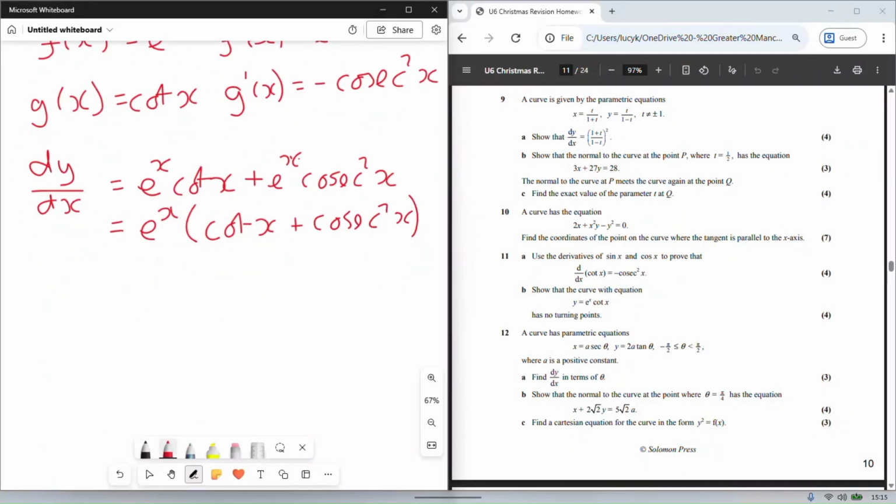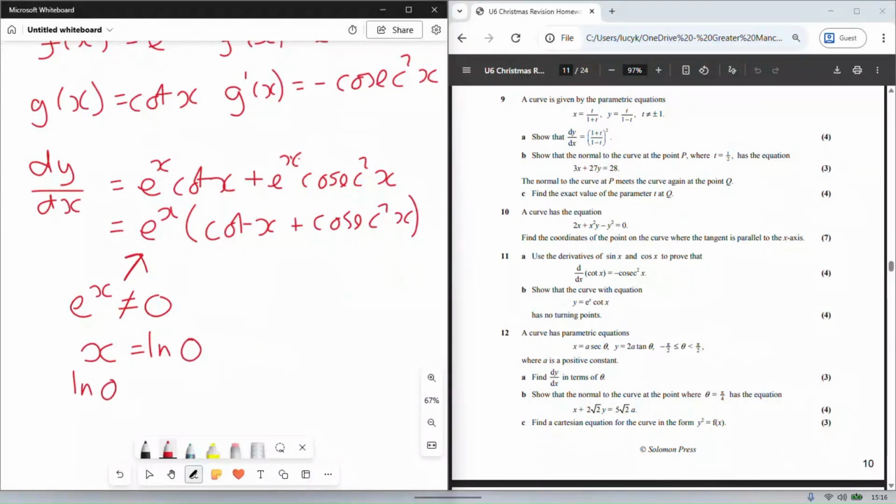So e to the x can't equal 0. It can't happen. It doesn't work. And that is because if we tried to even do anything with that, if we natural logged both sides, we get x is log of 0, and log of 0 is undefined.